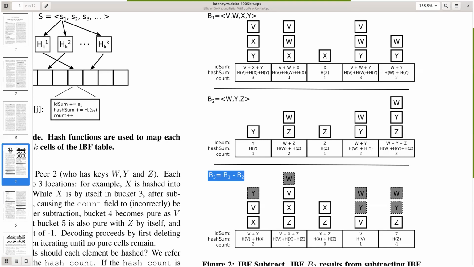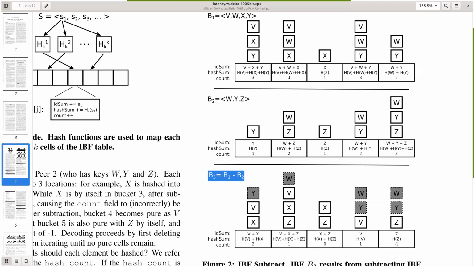So the algorithm is dependent on the number of cells in the filter and the number of cells each value hashes to. If you don't have enough cells in your filter, you just don't get to extract the whole set difference because there's too many collisions. And if you have too many cells, it's not too big a deal. You've mostly just wasted space and time.